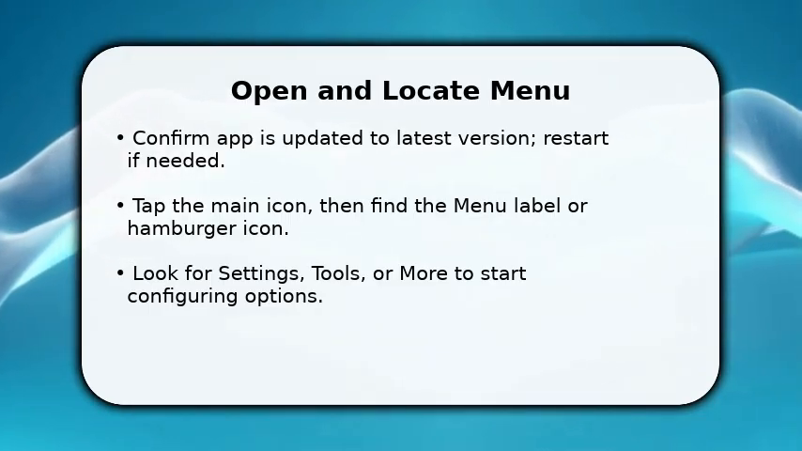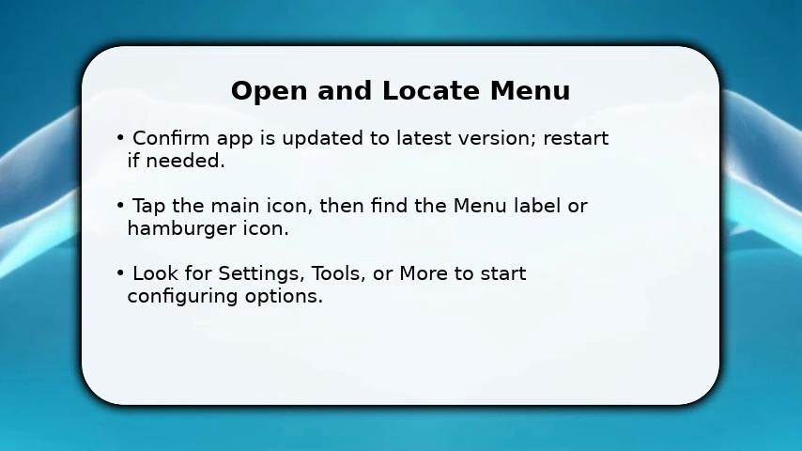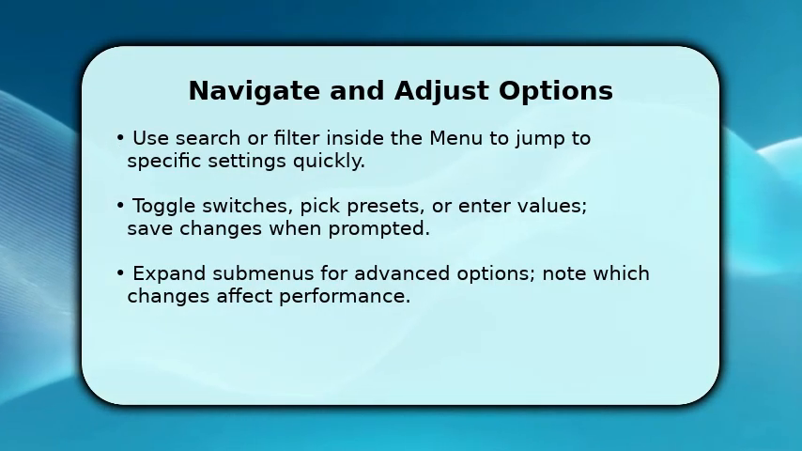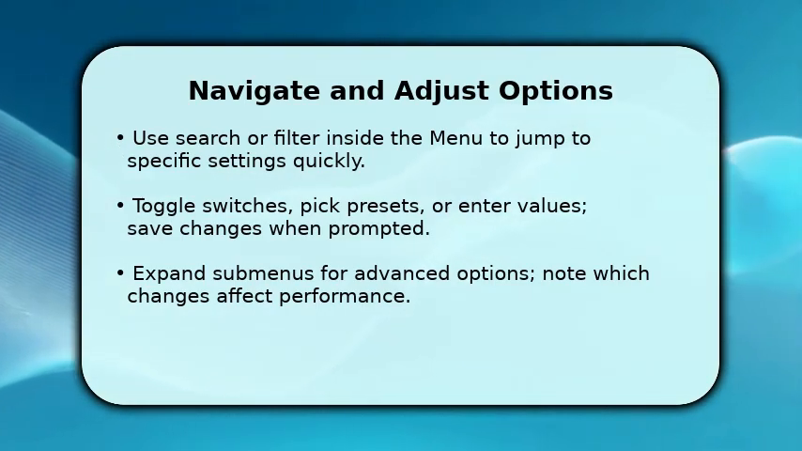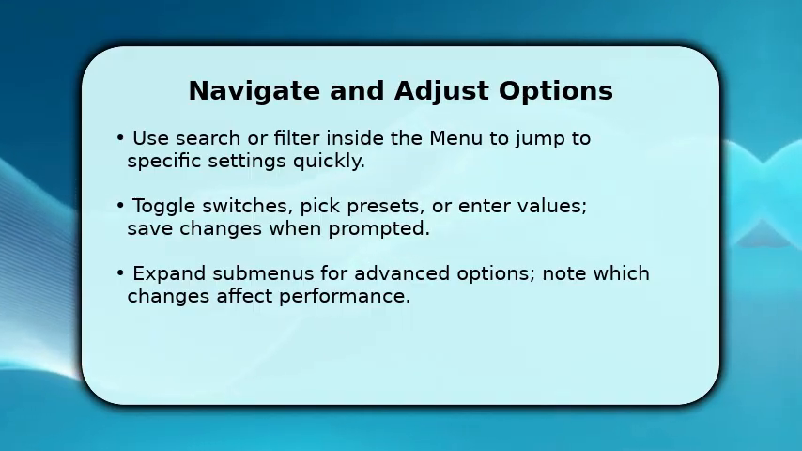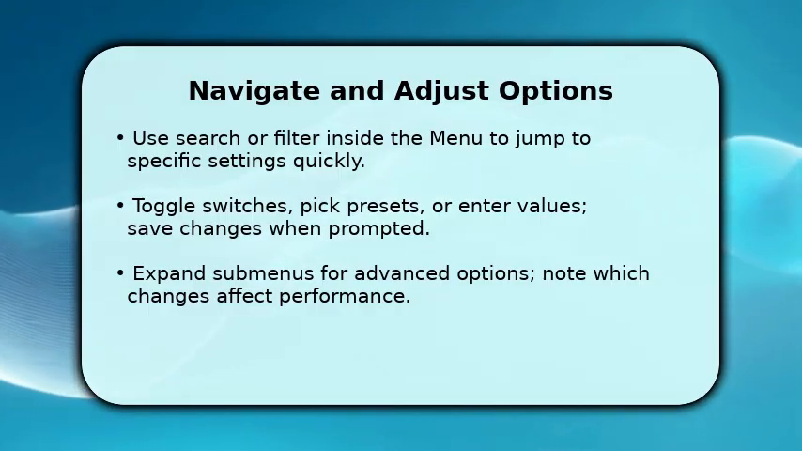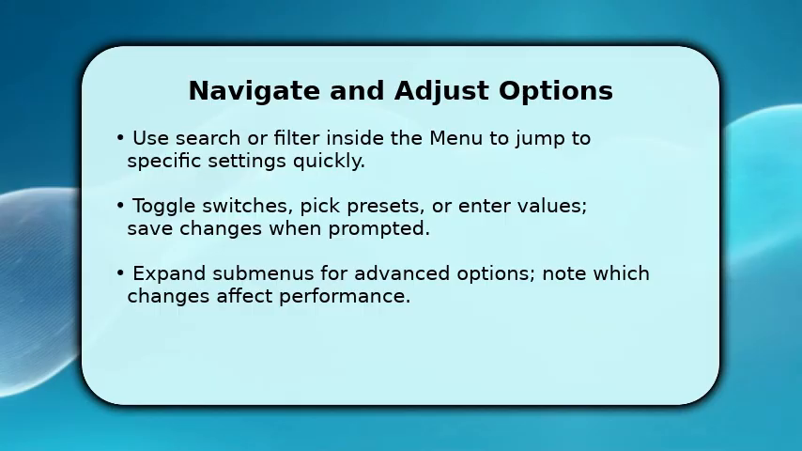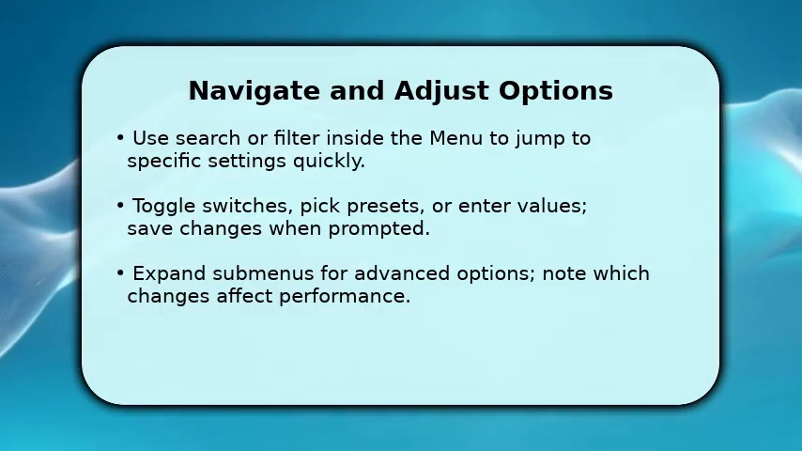Next, you navigate deeper using search or filters inside the menu to reach the right setting faster. Once there, toggle switches, select presets, or type specific values. These controls change behavior immediately or after you save. If an option opens a submenu, expand it to reveal advanced controls and remember which settings impact speed or battery life. Make incremental changes and observe responses so you can link cause and effect.